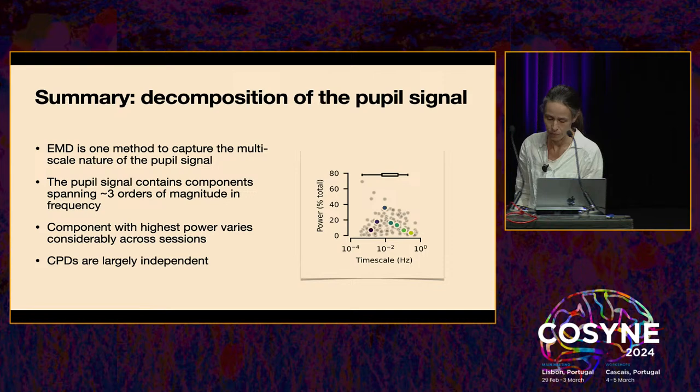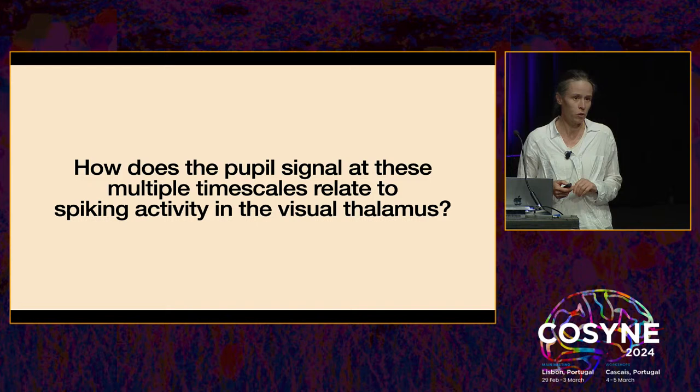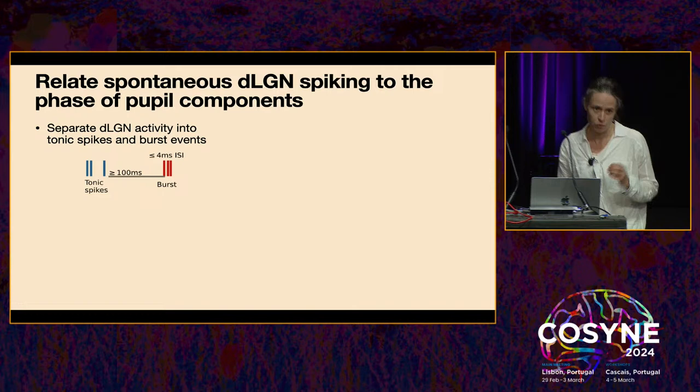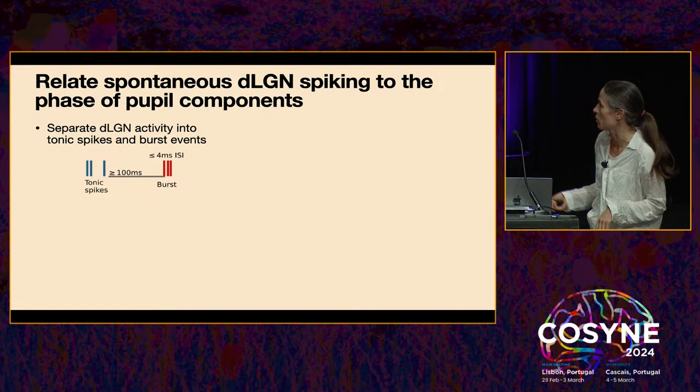OK, so the next question that we wanted to ask in this project is, how does the pupil signal at all these multiple timescales relate to spiking activity in the visual thalamus? And we think the thalamus is really a beautiful place to ask these questions because it has these two different spiking modes that have already been linked to different behavioral states and were introduced very nicely in the talk before.